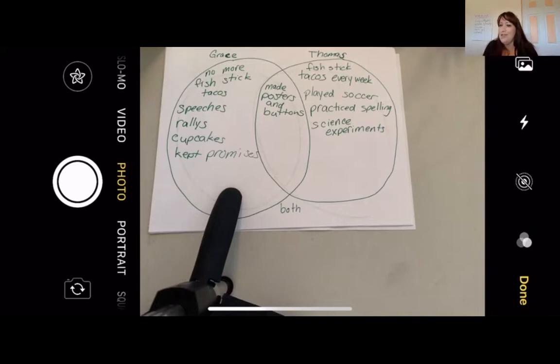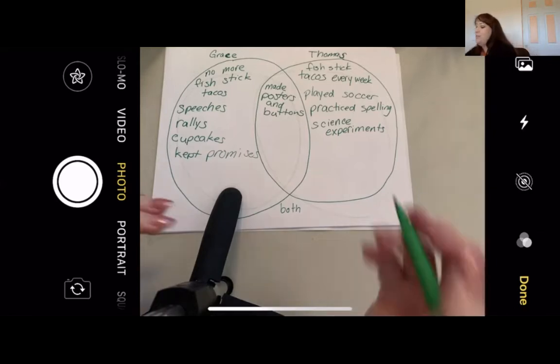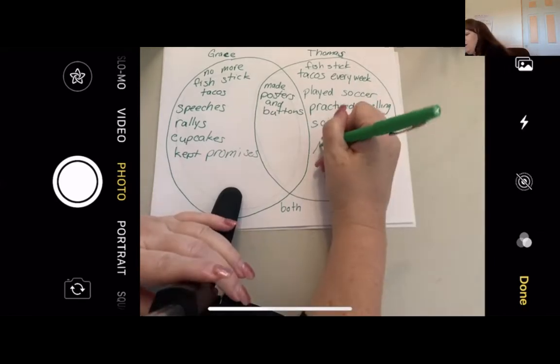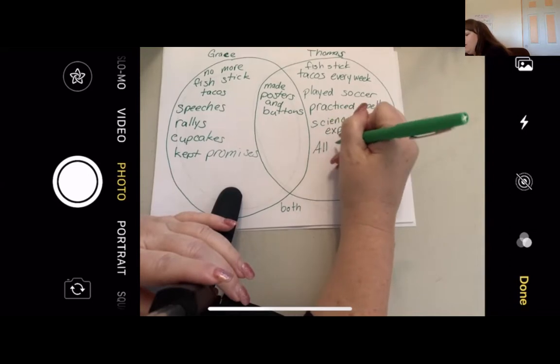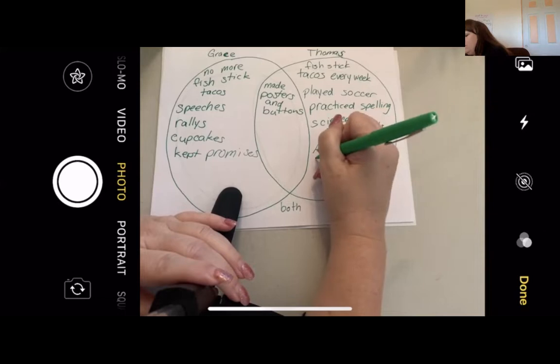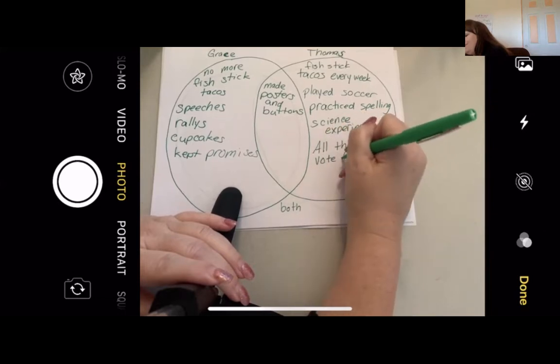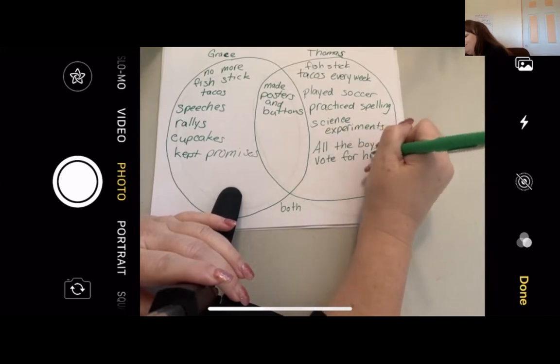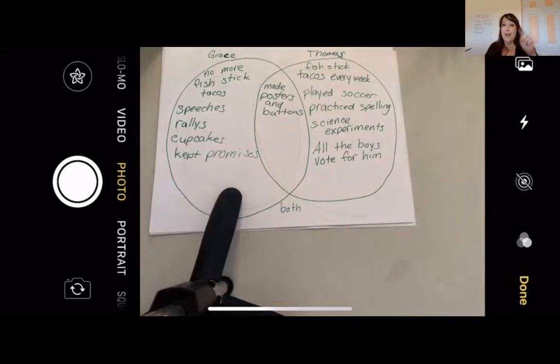What did Thomas do? What was Thomas's point of view? Thomas's point of view was that all the boys would vote for him. So remember, he counted up all the boys and he counted up all the girls and he said, there's more boys and they're going to vote for me because I'm a boy.